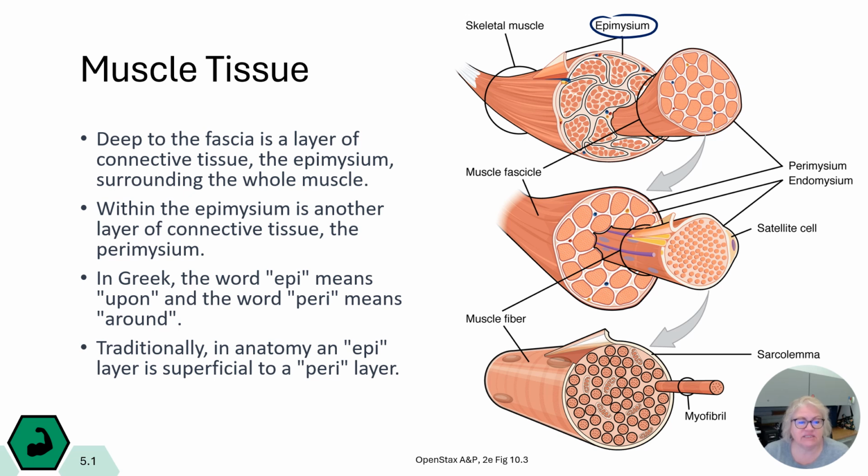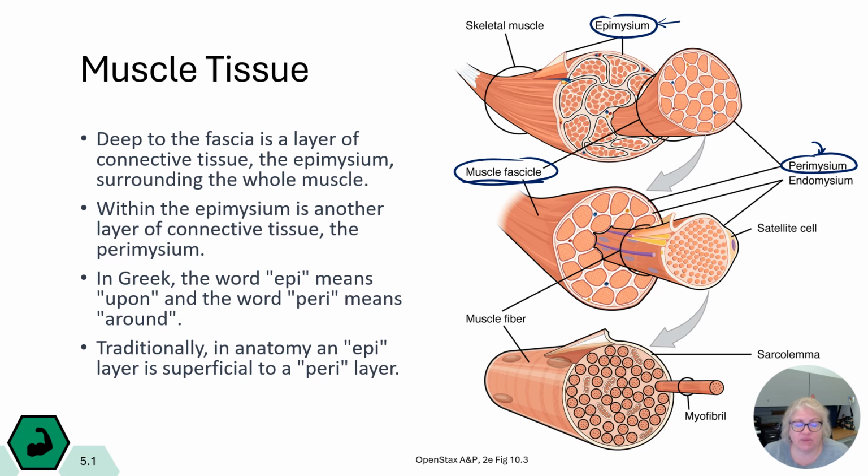Within the epimysium is another layer of tissue called the perimysium. So here we have the perimysium. The perimysium is surrounding one fascicle, which is a bundle of muscle fibers. So within a muscle, the whole muscle is surrounded by epimysium. A group of muscles would have been surrounded by fascia, we saw on the previous slide. One muscle surrounded by epimysium, one muscle fascicle within that muscle surrounded by perimysium.